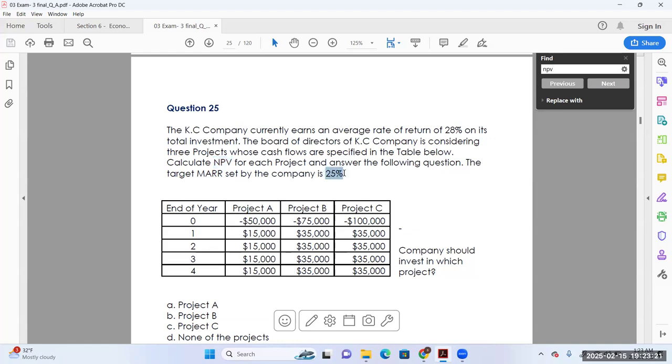So here the interest rate is 25%. They have three projects. Which project is more beneficial? How will we identify which project has the more positive NPV? The project having the higher NPV is the most profitable project, right? Yes.